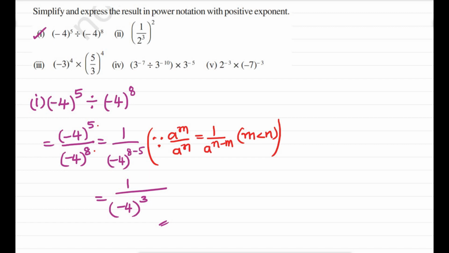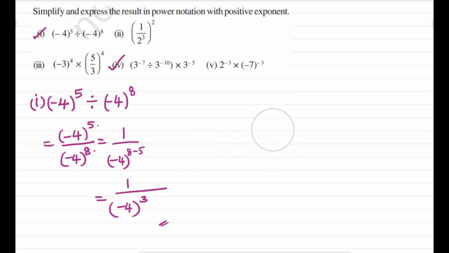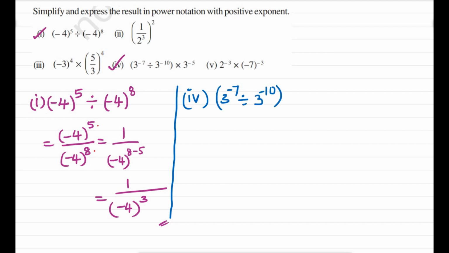Let me solve one more problem for you. Here I'll take number 4: 3 to the power of minus 7 divided by 3 to the power of minus 10, times 3 to the power of minus 5. Here just solve the bracket first: 3 to the power of minus 7 by 3 to the power of minus 10, into 3 to the power of minus 5.